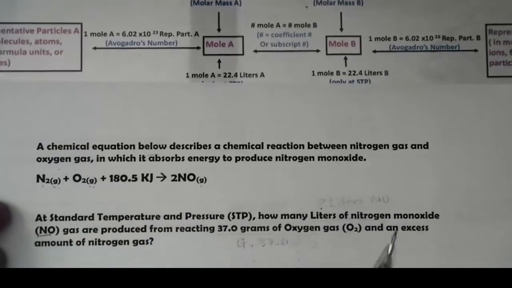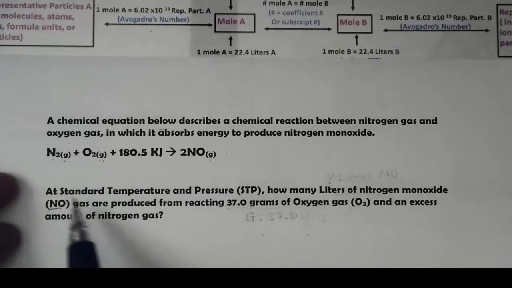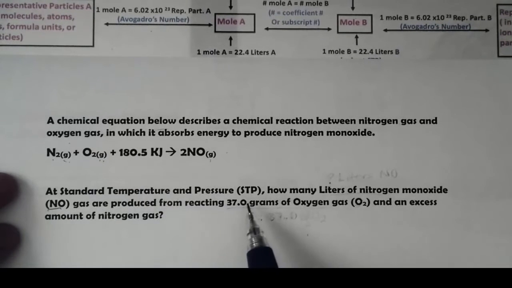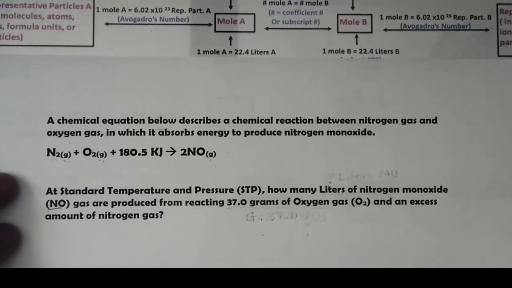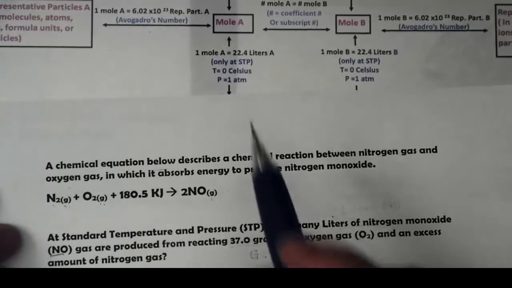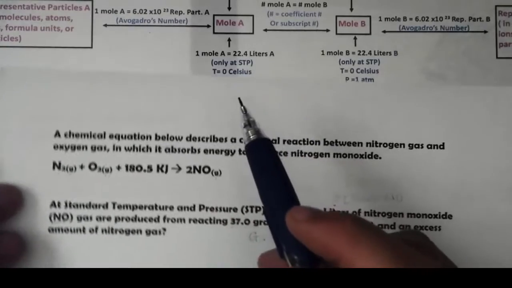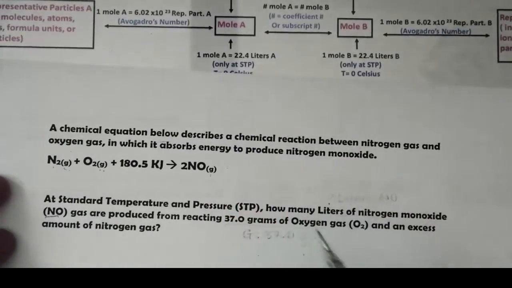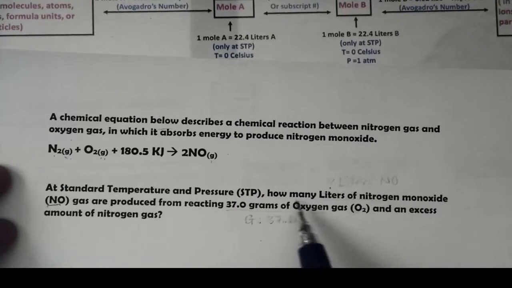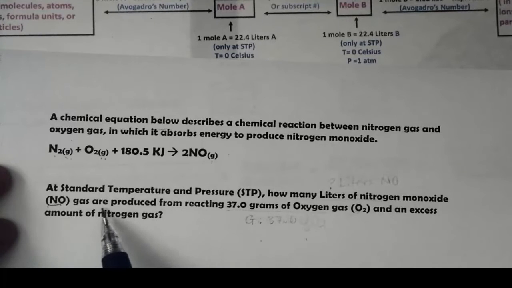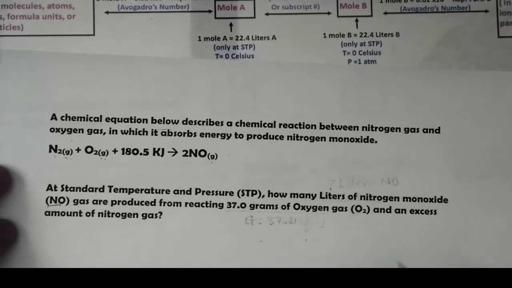Now for the question, basically it says at standard temperature and pressure, STP. This standard temperature and pressure allows us to use the volume on the flowchart. So right there, only at STP. If it's not at STP, you cannot use this conversion factor. The question asks how many liters of nitrogen monoxide, or NO, gas are produced from reacting 37.0 grams of O2 and an excess amount of nitrogen gas.